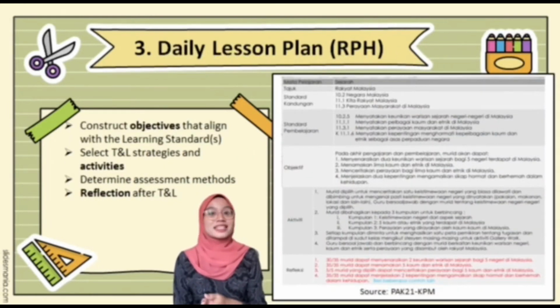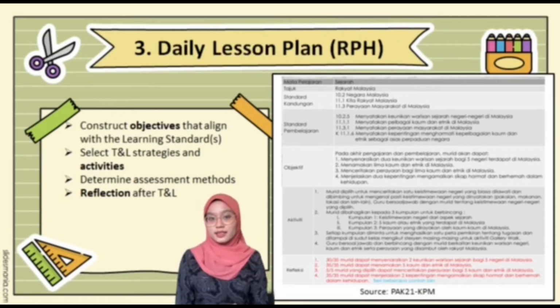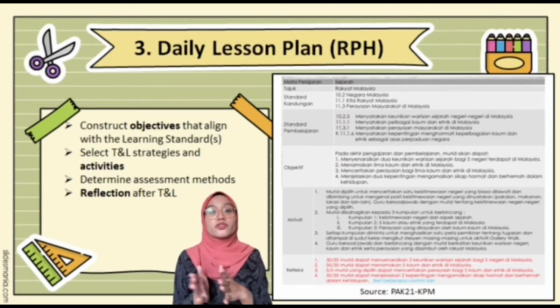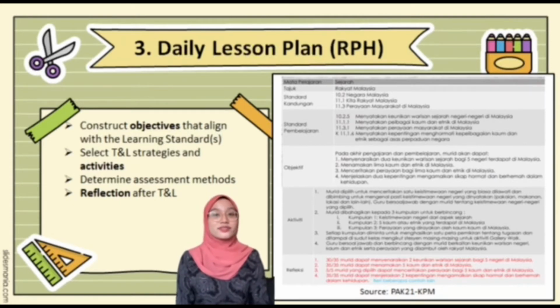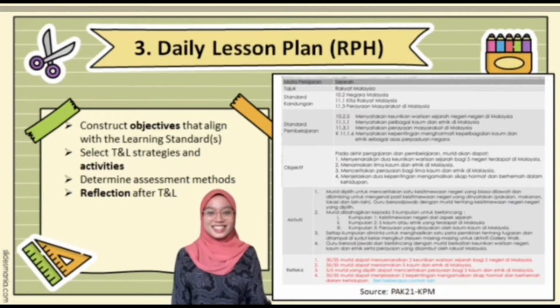Lastly, we have the daily lesson plan. It is a report that a teacher needs to make after every teaching and learning session for every day. The daily lesson plan should consist of objectives that align with the learning standard, suitable teaching and learning strategies and activities, the choosing of the right assessment, and lastly, reflection after the teaching and learning session. Yay! We are done learning the process of unpacking the curriculum in the 21st century learning.